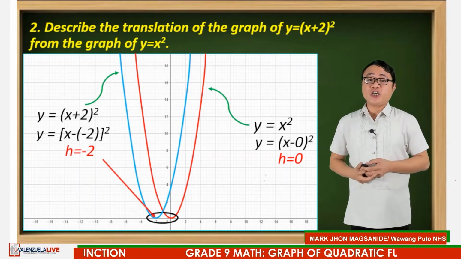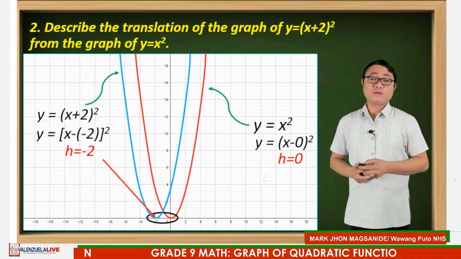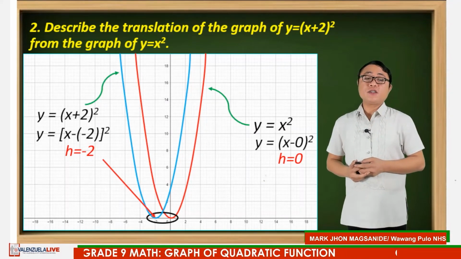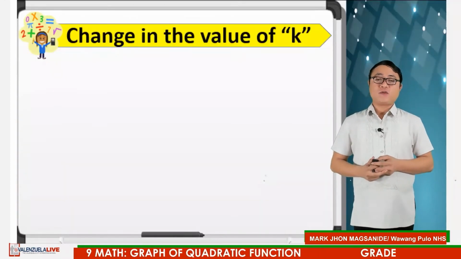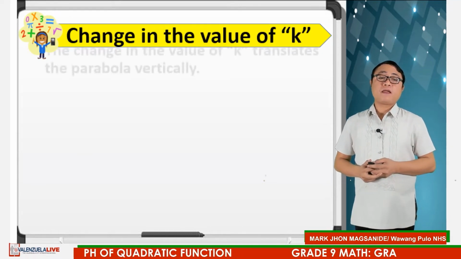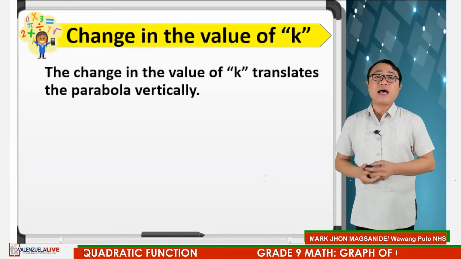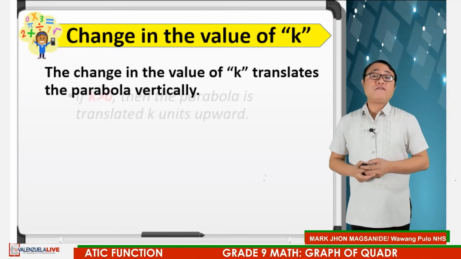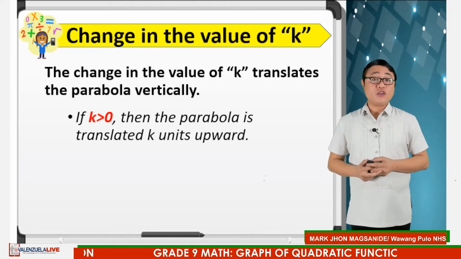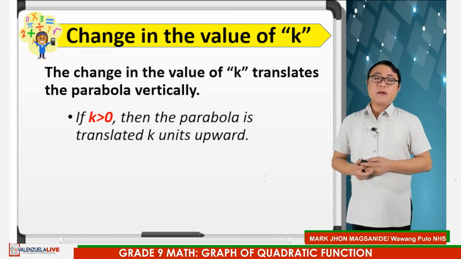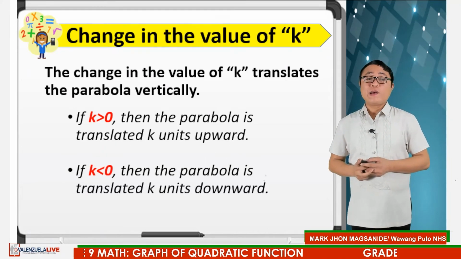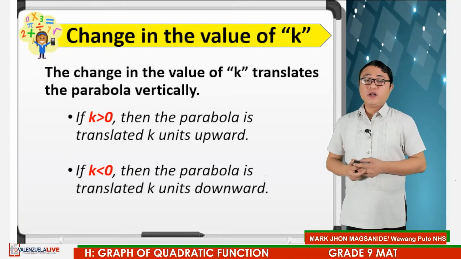The value of h in the blue parabola is negative 2. So, the graph moved horizontally 2 units to the left of y equals x squared. And the change in the value of k translates the parabola vertically. If k is greater than 0, then the parabola is translated k units upward. But if k is less than 0, then the parabola is translated k units downward. Look at these examples.